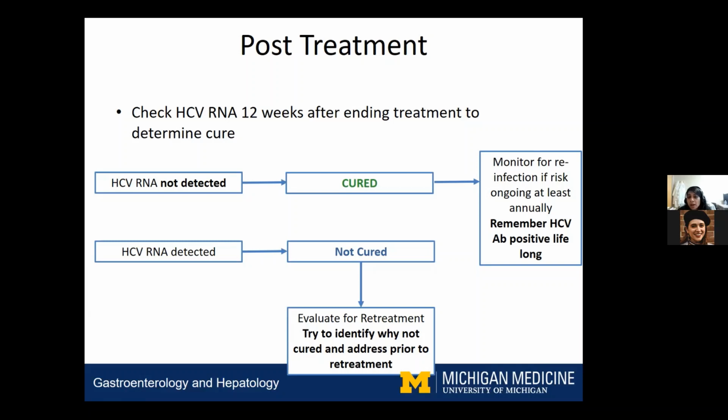And then in patients who are cured, it's important to monitor for reinfection if the risk is ongoing, at least annually. So if you have a patient who is still engaged in drug use, particularly injection drug use, those patients need to be tested annually with a Hep C RNA. Because remember, they're now antibody positive for life, even after they're cured. So the only way you're going to know whether or not they have it is by checking the viral load once a year.